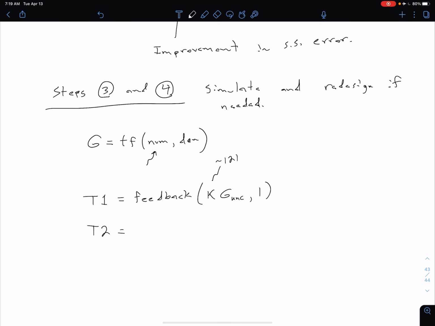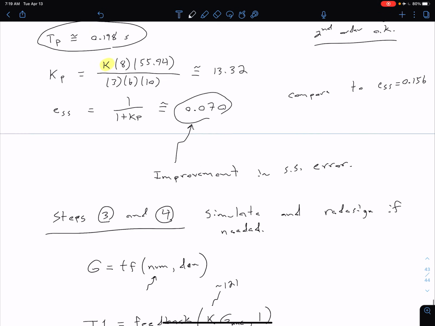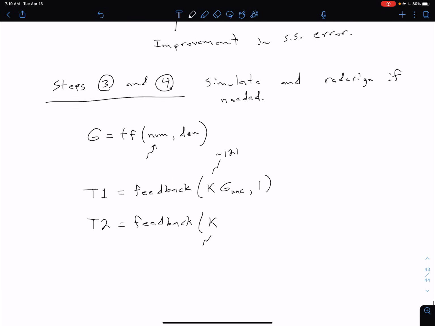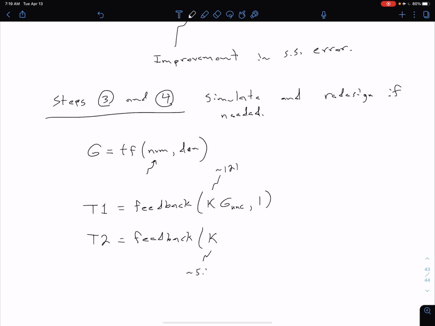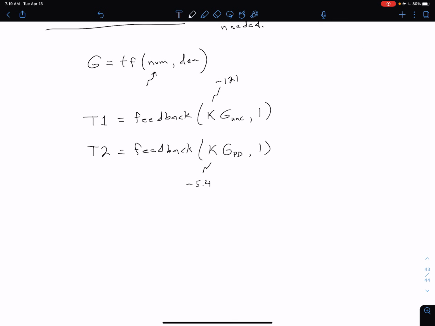Our T2, we then use our updated G and our updated gain. So we still need to include that gain. And in this case, our gain was about 5.4. Of course, you can plug in the more precise value in MATLAB. And this was our G compensated, and let's be more specific, it was just our PD compensation. We still had a unity feedback path, so we get something that looks like this. So once we have those two closed loop transfer functions, in MATLAB, we can just say step of T1 and T2, and that's going to give us the step response of our uncompensated and compensated system respectively.